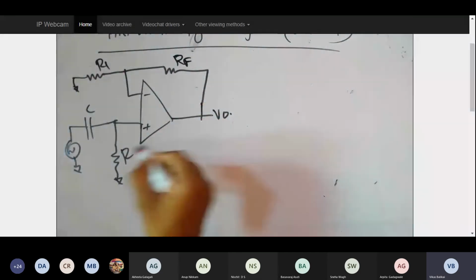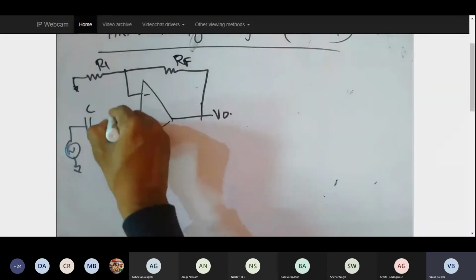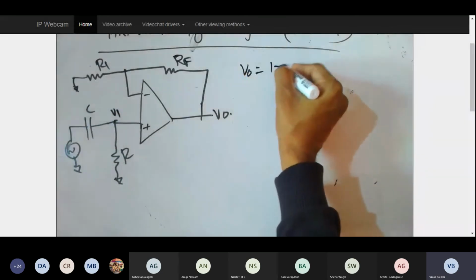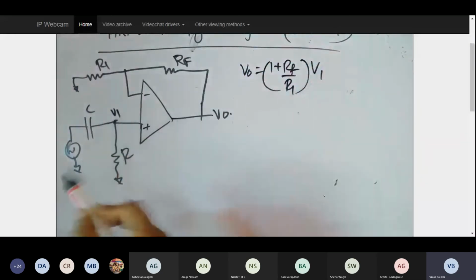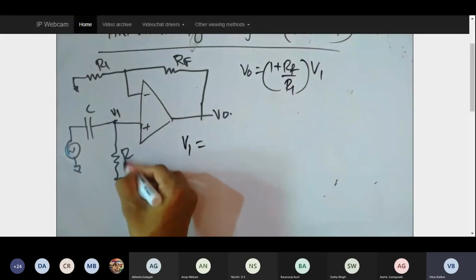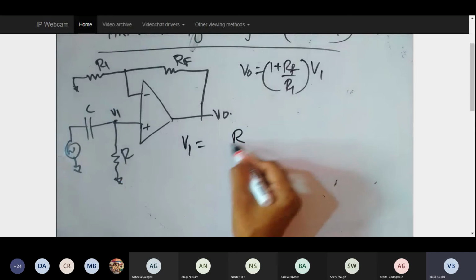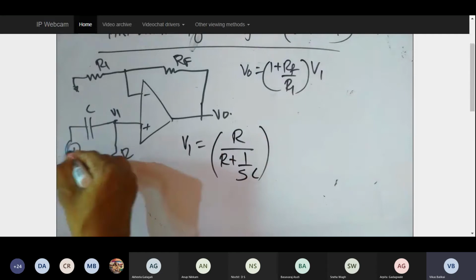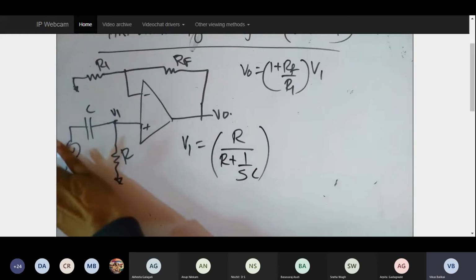Wherever you had C, R comes, and wherever you had R, C comes, and accordingly you are going to have variation in the derivation. So now again let's calculate V0. V0 is given by 1 plus RF by R1 multiplied by V1, because V1 is the voltage that is entering my op amp. Let's try to calculate V1. V1 is the voltage drop that occurs across R. So let's apply the voltage division rule across R. That will be R divided by R plus 1 by SC, multiplied by the one major voltage Vin, that you can see over here.